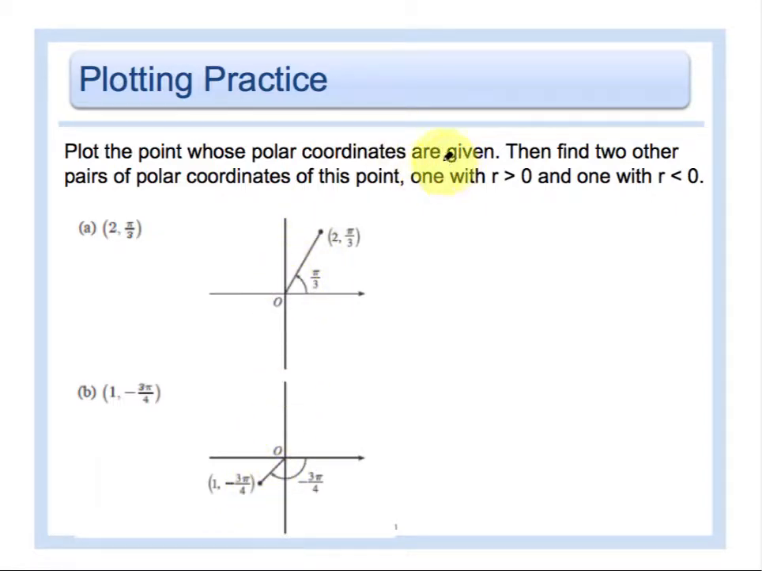Now that you kind of understand how to plot the points, let's look at the other part of this question. It says, then find 2 other pairs of polar coordinates, one with a radius greater than 0 and one with a radius less than 0. Let's start with radius is greater than 0.